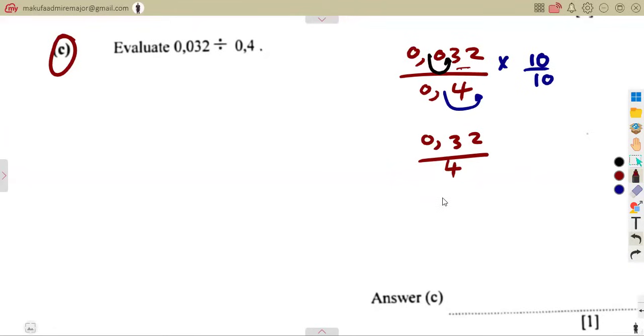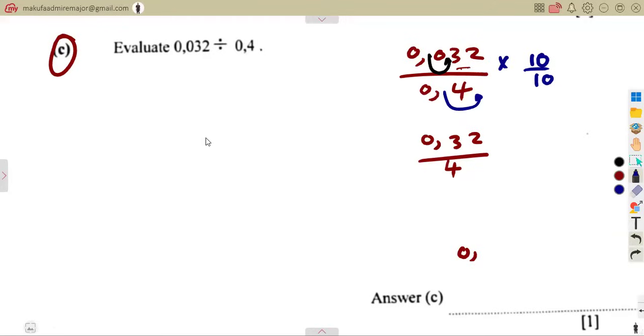So let's divide 4 into 0. That's a 0 comma. Then you take note, this here is not 32. After the comma, those are the digits that you are going to count: this is 3, this is 2.